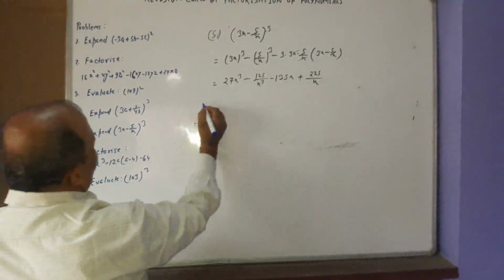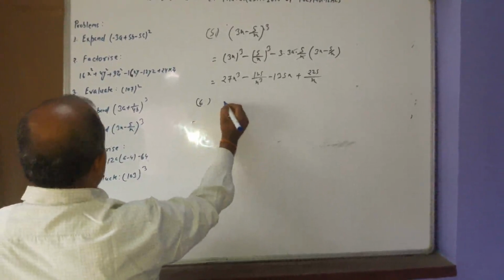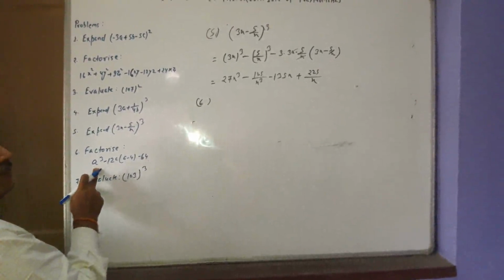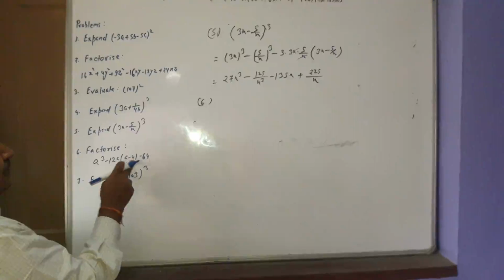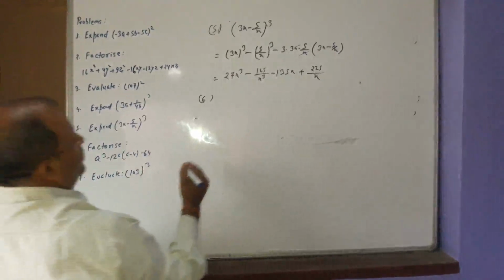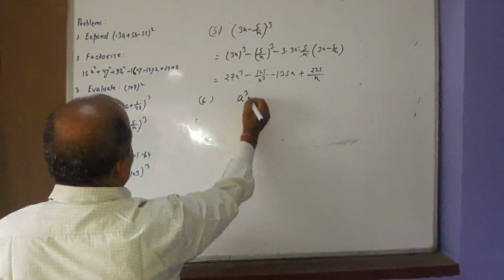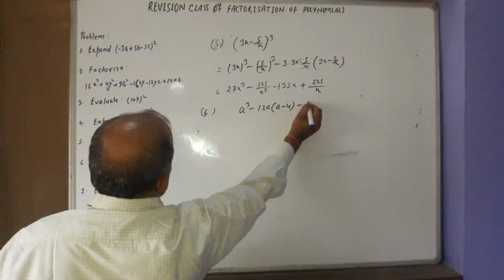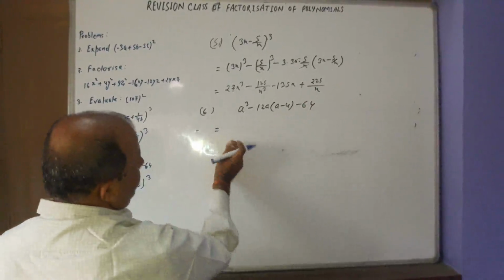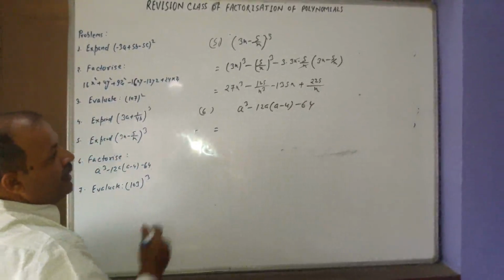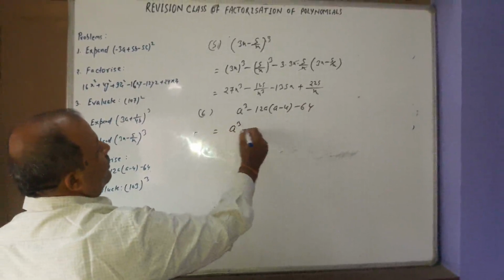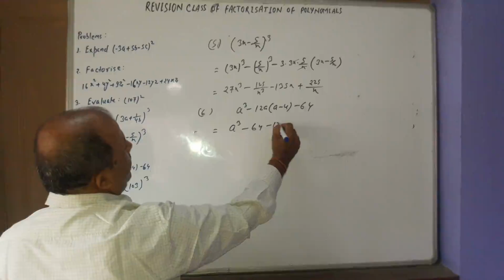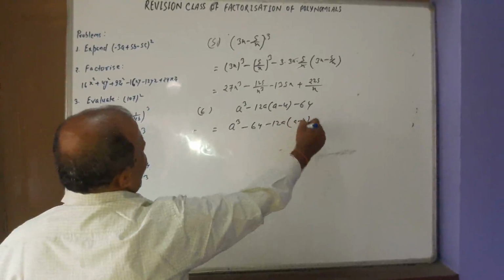Next, the sixth problem. We have to factorize a cube minus 12a into (a minus 4) minus 64. That is, we are given a cube minus 12a (a minus 4) minus 64. Here we are in need of a rearrangement. This is a cube minus 64 minus 12a (a minus 4).